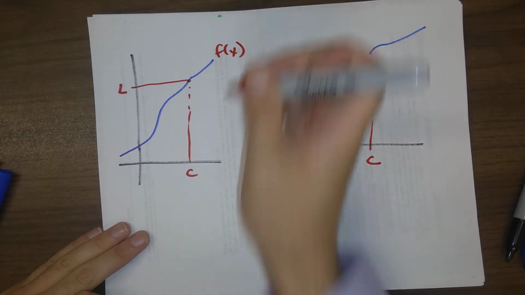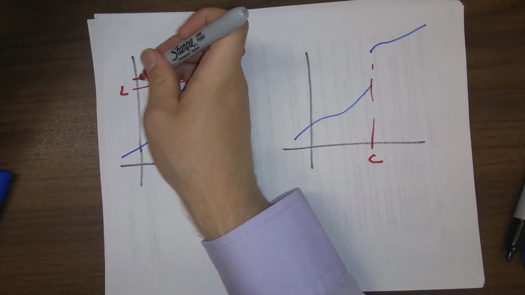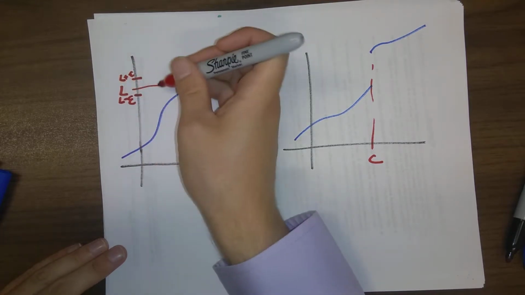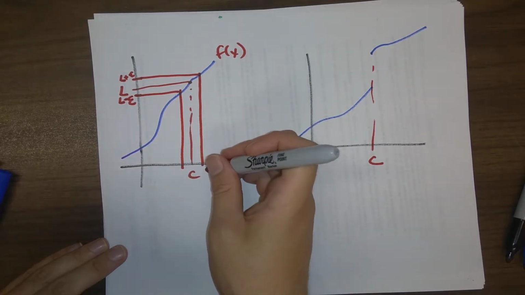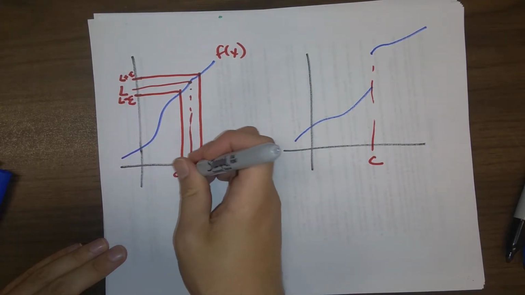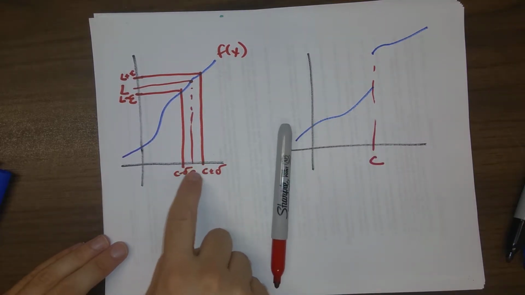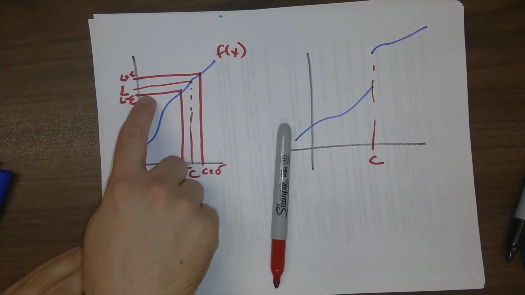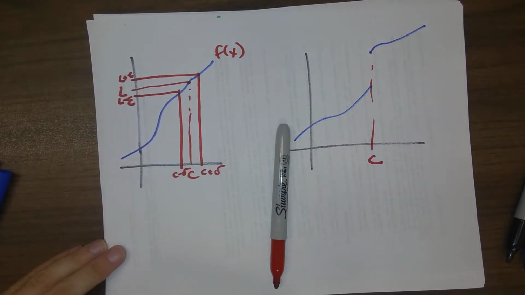So for f of x here, we can show that the limit as x goes to c of f of x is equal to L if for any epsilon you choose here, so here is L plus epsilon and L minus epsilon, you can always find some delta here, C plus delta and C minus delta, so that if your x values are between C minus delta and C plus delta, the output values will be between L minus epsilon, L plus epsilon. So input gives you that output.